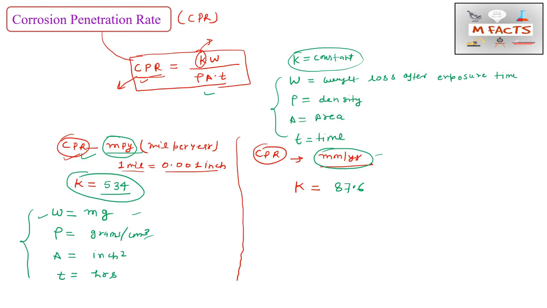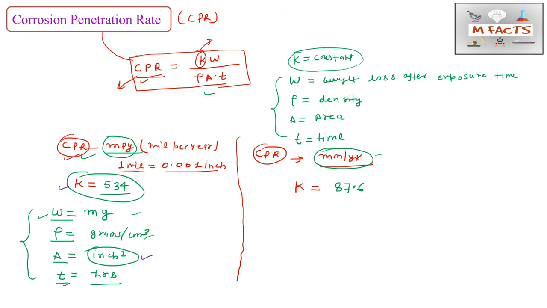So W must be in milligrams, rho must be in grams per centimeter cube, A must be in inches square, and T must be in hours. Please try to remember these things. If we want to calculate in mils per year, we take K as 534, W in milligrams, rho in grams per centimeter cube, area in inches square, and T in hours.